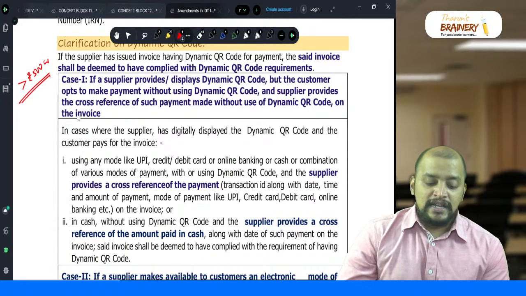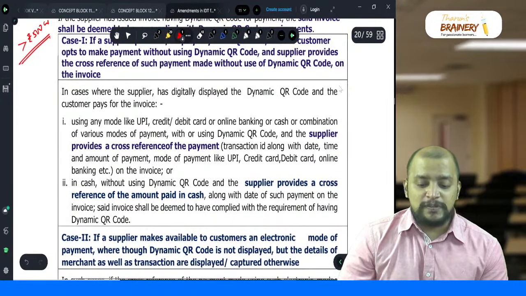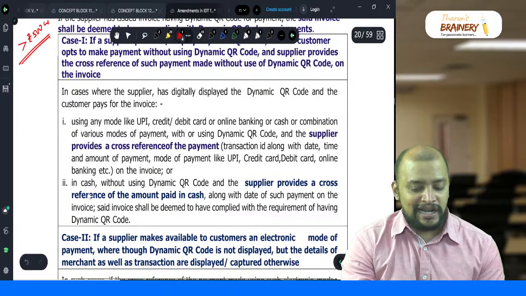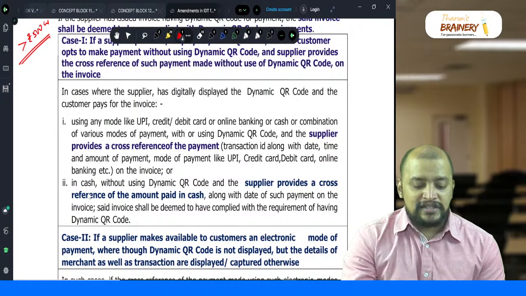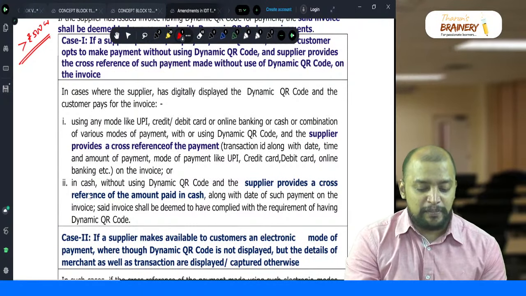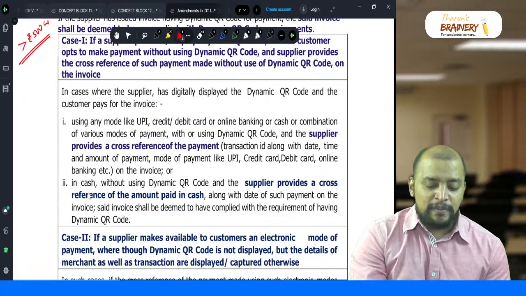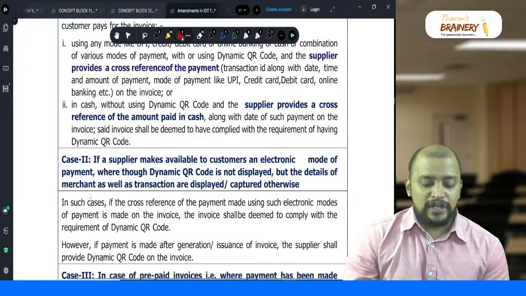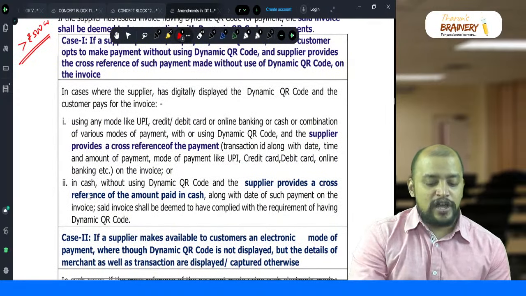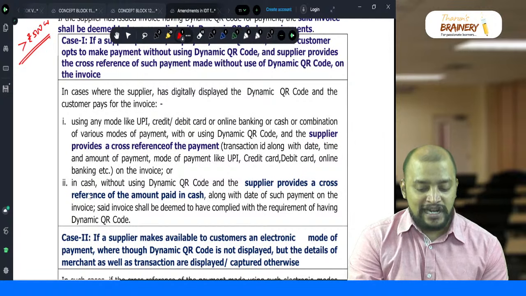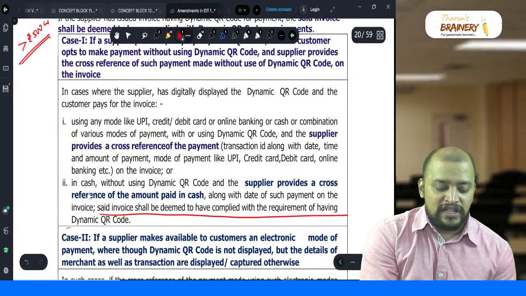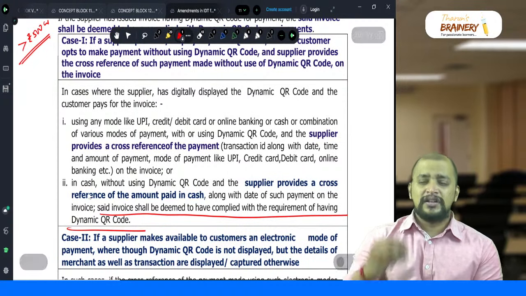See this. In case the supplier has digitally displayed the dynamic QR code and the customer pays for the invoice using any mode like UPI, credit or debit card or online banking, and the supplier provides a cross reference of the payment, the amount, mode of payment, etc., or in cash without using dynamic QR code, and the supplier provides a cross reference of the amount paid in cash along with the date of payment or invoice, said invoice shall be deemed to have complied with the requirement of dynamic QR code.